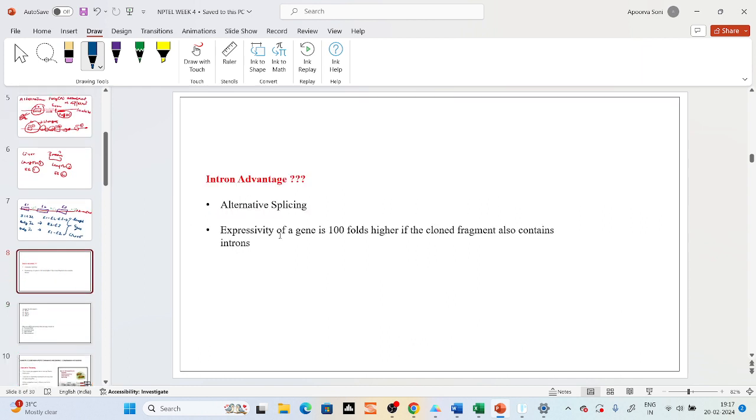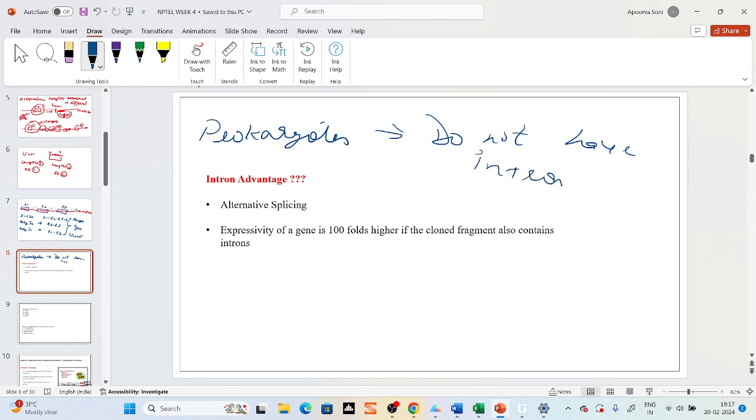Then intron advantage. So now we see that prokaryotes do not have introns.